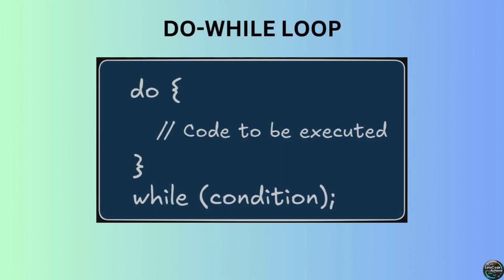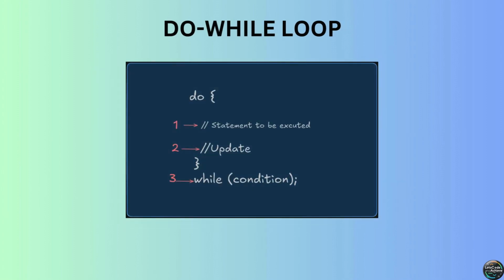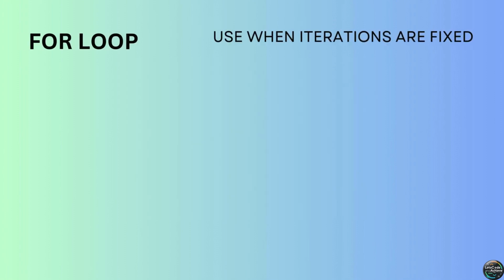Finally, we have the do while loop. This one's a bit different. The key difference is that in a do while loop, the code inside the loop will always execute at least once. Even if the condition is false, that's because the condition is checked after the code runs. The do while loop is really useful when you want the code to run at least once. For example, maybe you are asking the user for input and you want to ensure that they enter something before checking if it's valid.